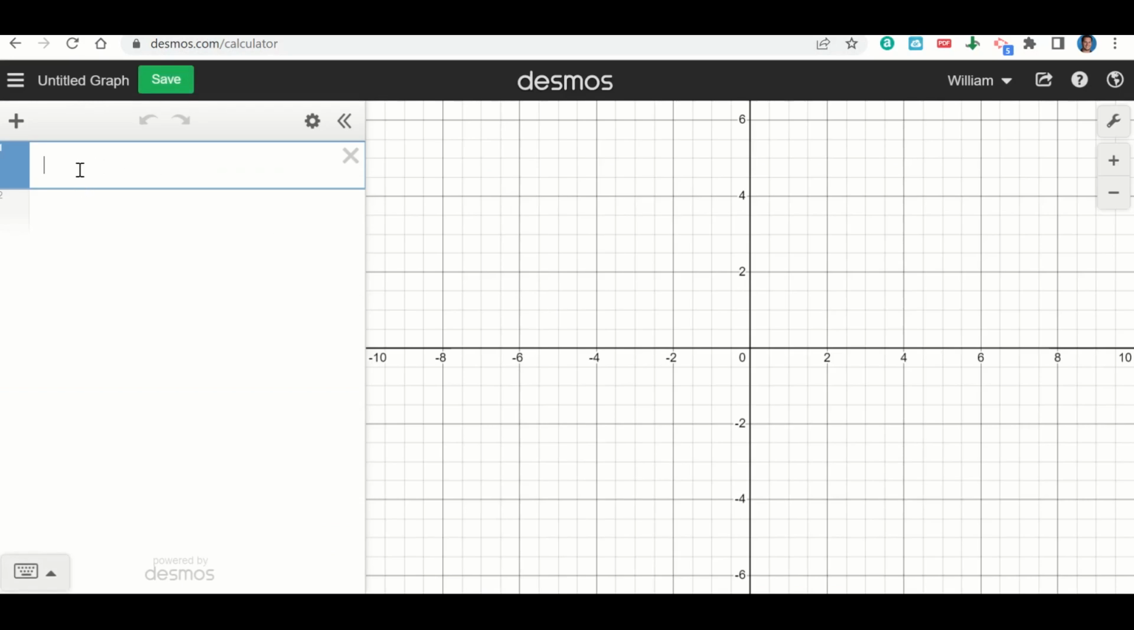Now, this allows us to type in our equations over here. So let's go ahead and put in an equation. So let's say it's y equals 2x minus 4. So there's our first equation.